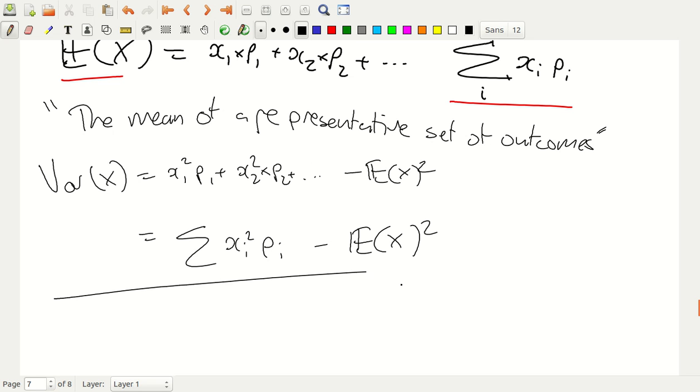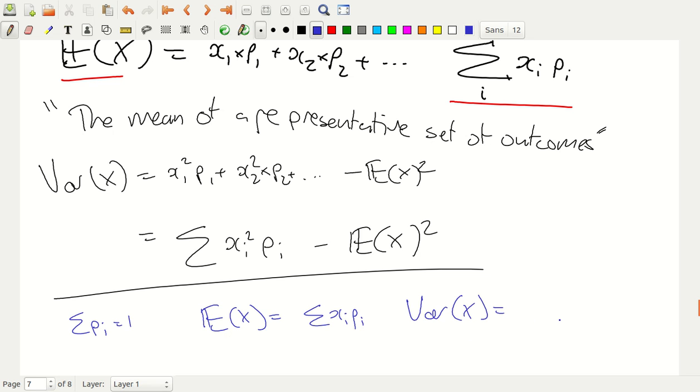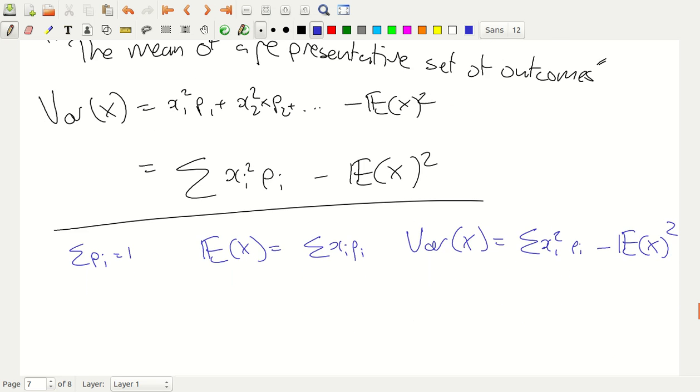So in summary you have these three formulae, all of which you need to know. Sigma pi is equal to 1. E of X, the expected value of X, is defined as sigma xi pi, and Var of X is defined as sigma xi squared pi minus E of X all squared. And that's it.